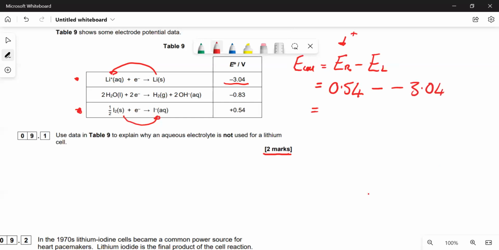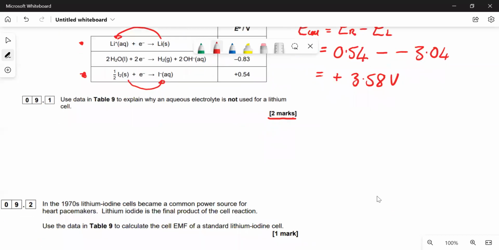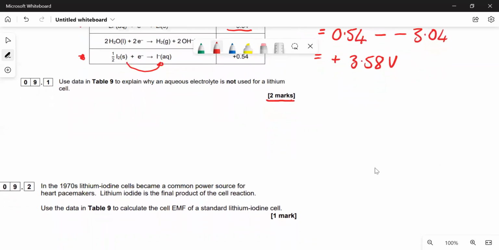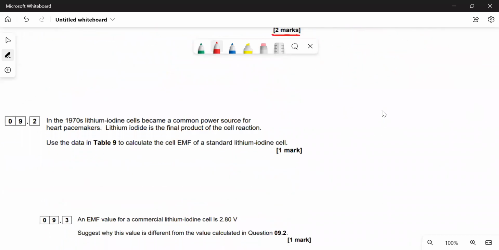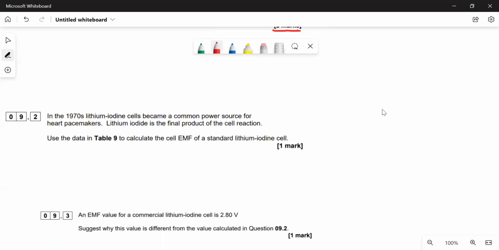Do that, and what you get is plus 3.58 volts. So that is the answer to that one. And so you get 3.58. The next question is, an EMF value for a commercial lithium ion cell was quite a bit lower than that. It's 2.8 volts. Why is it different from the value calculated in 9.2?